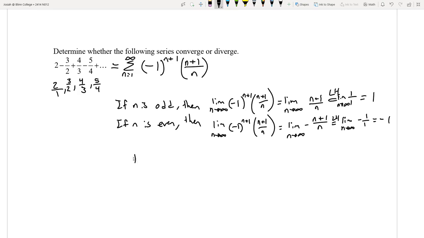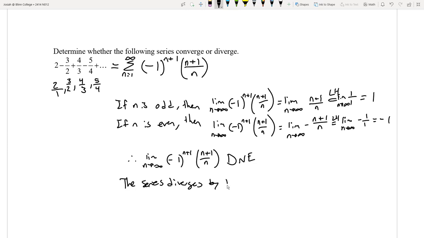So therefore, we can just do the 3 dots. The limit as n tends to infinity of negative 1 to the n plus 1 times n plus 1 over n does not exist. And so the series diverges by divergence test, because our limit was not 0, certainly.